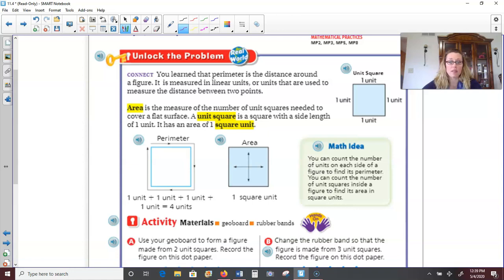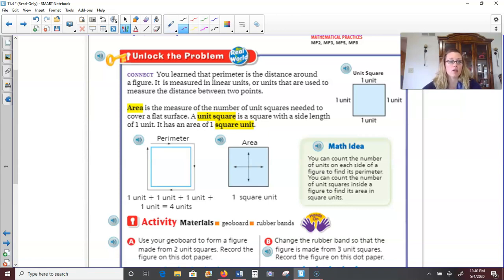Now, area is measured by the number of square units needed to cover a flat surface, such as covering a floor in a bathroom, covering a wall with wood pallets, covering the bottom of a tank. Anything where you are covering a flat surface, you would have to calculate the area. Now, it says a unit square is a square with a side length of 1 unit. It has an area of 1 square unit.